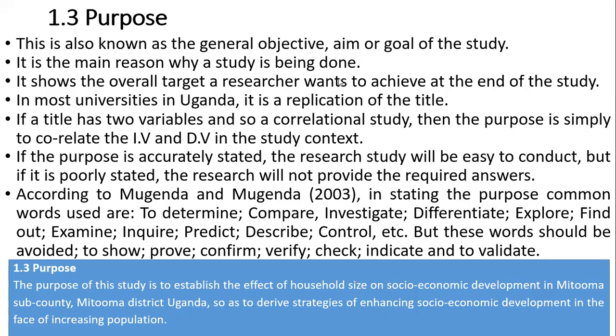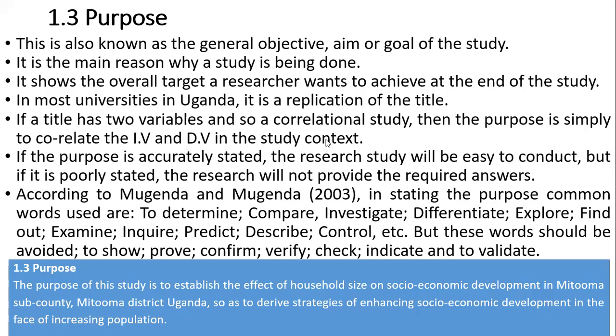So it is easy to make an aim of the study or a purpose. We said in most universities, the purpose is a replication of the title. If a title has two variables, it means that title is correlational in nature. If a title has one variable, that study is not correlational. But if a study has both IV and DV and therefore is correlational, usually the purpose is simply to correlate the IV and DV.